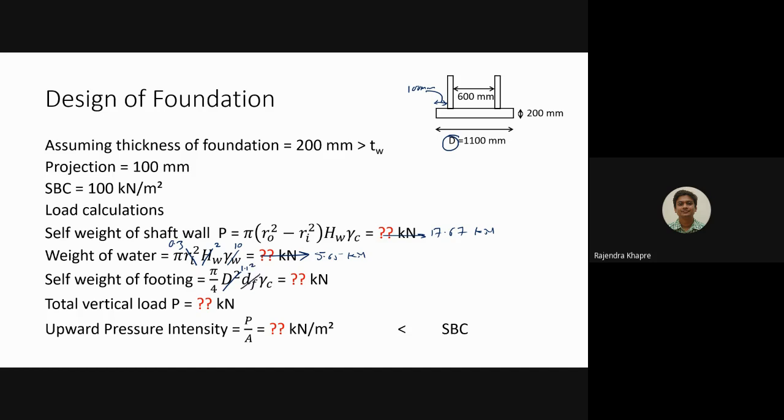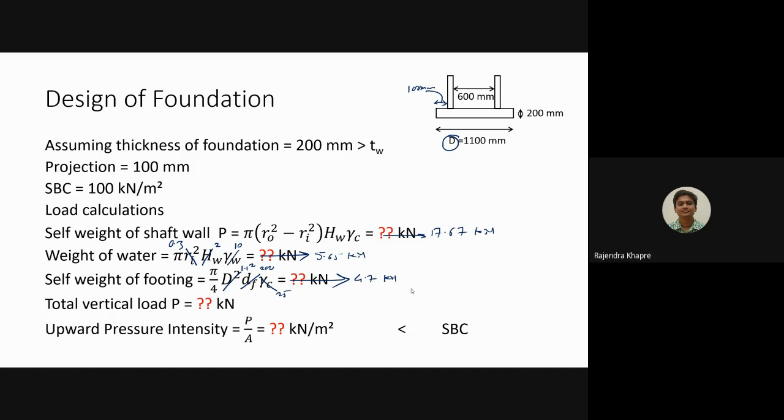Square. Depth of the foundation, I am assuming this as 200, or rather you can take 0.2. Density of the concrete is 25. How much is this? 4.7 kilonewtons.